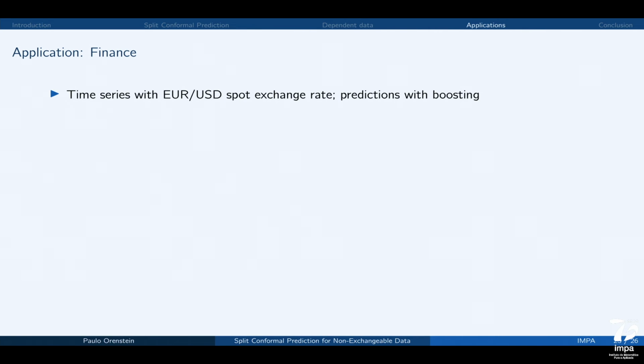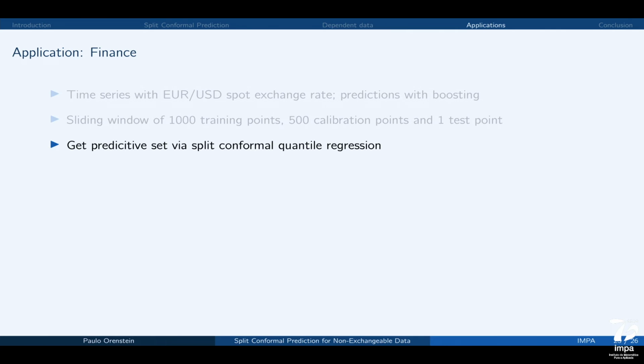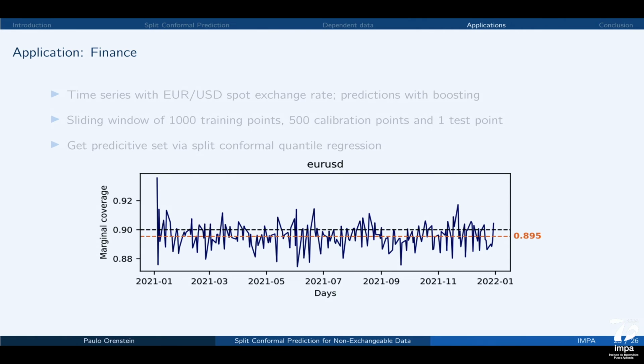And I'm going to do the same thing as before. I have 11 points. I'm going to predict the 12th, and I'm going to do this with boosting. I'm going to train on 1,000 points, calibrate on 500, and test on the following point. And again, I'm going to get the predictive set. That is my confidence or my predictive interval with split conformal quantile regression. And this is what it looks like.